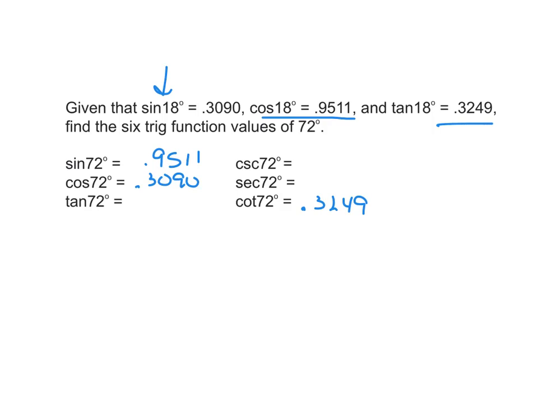And to get the rest of them, we can just do reciprocals. For tangent 72, I'm going to punch in 1 over 0.3249, and it would equal 3.078. Same thing for cosecant. I could do the reciprocal of sine, 1 divided by 0.9511, and get 1.0514. And the last one, secant of 72, would be the reciprocal of cosine 72, so 1 divided by 0.3090. Hit that one, 3.236. And that's it.